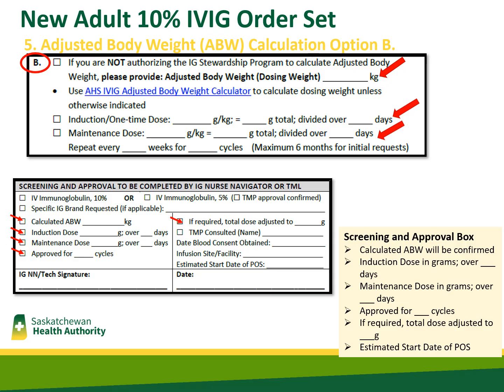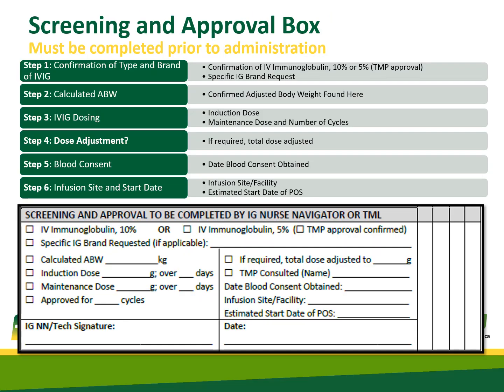So I am going to just jump ahead to the bottom of page 3, which is where the screening and approval box is, and just briefly go over the steps that are required to fill that out, as they kind of directly relate to the dosing that we were just talking about in the order set. So step 1 is just confirming which percentage of IVIG has been ordered and whether a specific brand of IVIG has been requested.